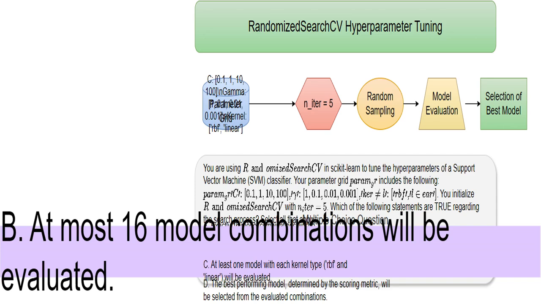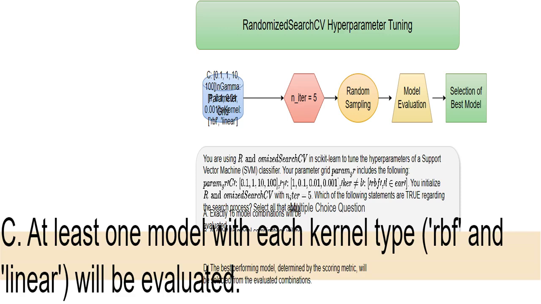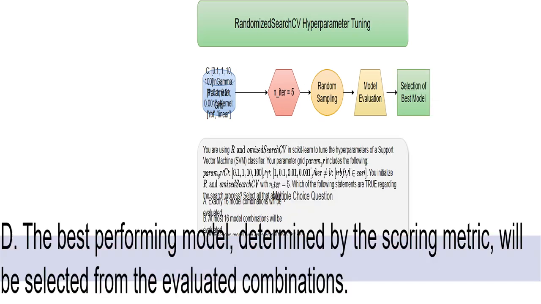Let's explore this further. This statement is about the diversity of models sampled. It posits that at least one model using each kernel type will be included in the sample. This is not guaranteed because the sampling is random. This option explains the selection criteria. It states that the algorithm picks the best performing model based on a metric, not specified. This is true. RandomizedSearchCV always chooses the top performer from its sampled set.